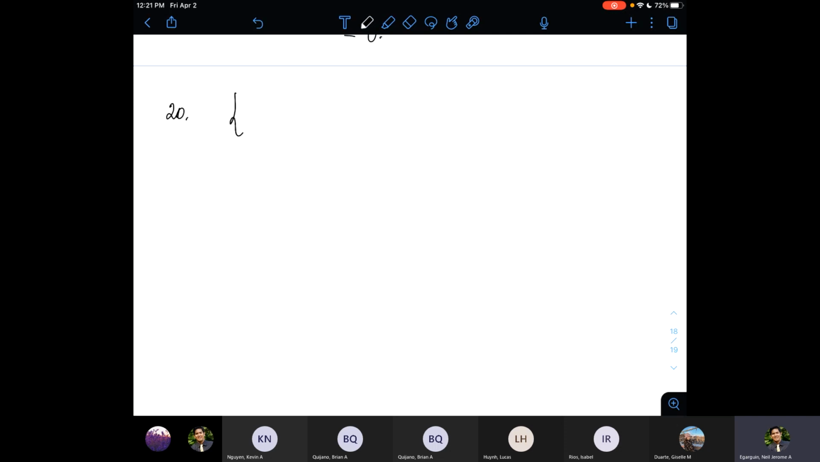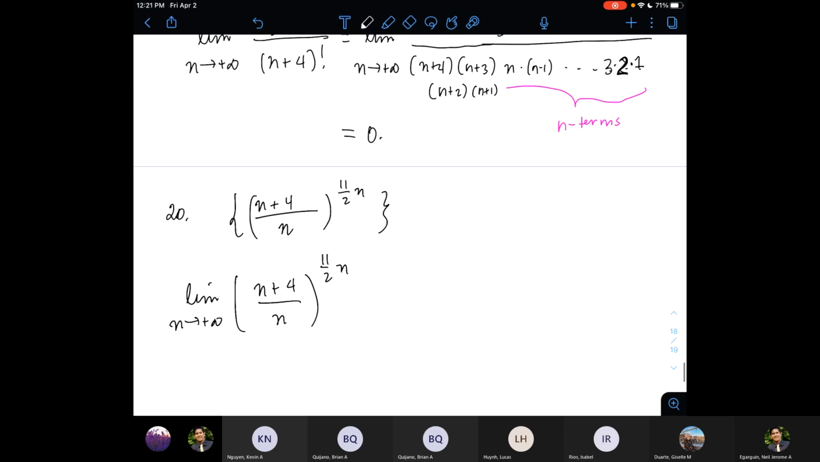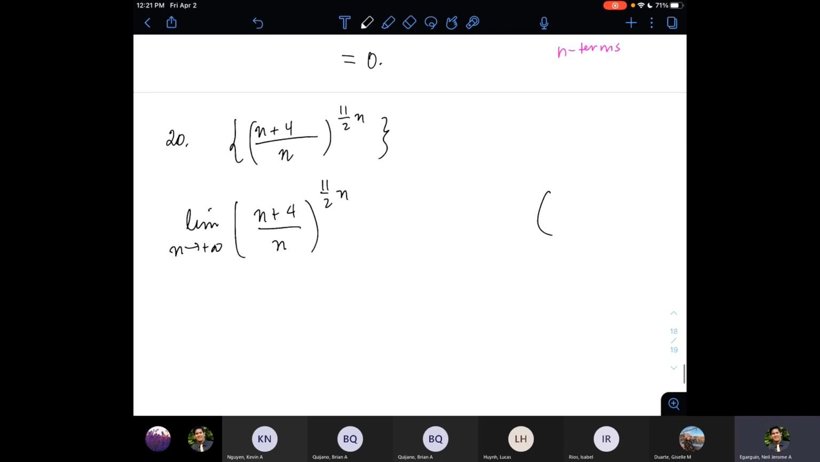But essentially, you're saying, what if we have, say, n plus 4 over n raised to the, say, 11 over 2n. Okay, so now again, I'll take the limit of this guy as n approaches infinity. But if I observe here a bit, what will happen?